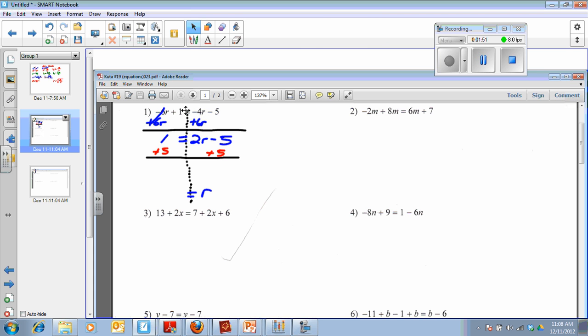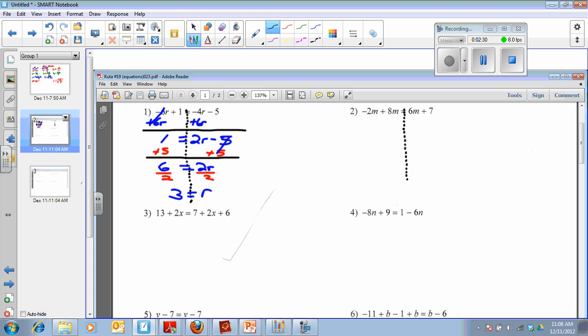As I look at this, 1 plus 5 is 6, so I'm getting a positive 6 equals a positive 2r, and of course the negative 5 and positive 5 cancel. I'm down to my last step. What's the opposite of multiplying by 2? I'll divide by 2, divide by 2. Well, 2 divided by 2 is 1, so there's my 1r. 6 divided by 2 is 3, so r must be 3. That means if I replace the r with 3, I should get both sides of the equation to equal each other. Let me do another example, problem number 2.